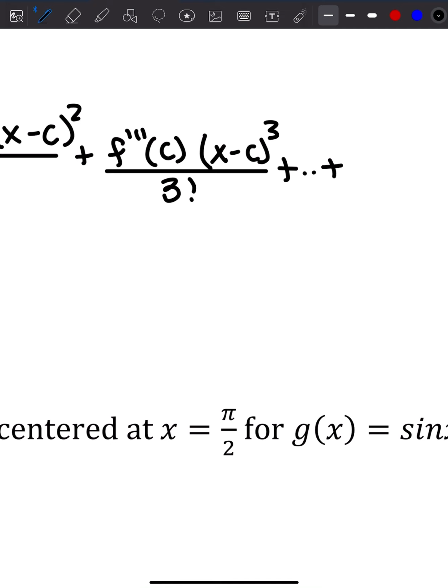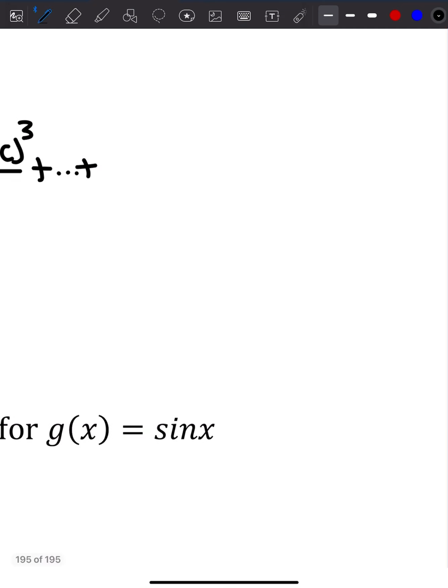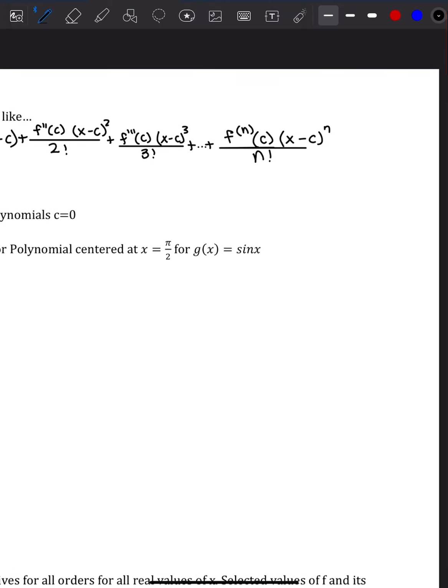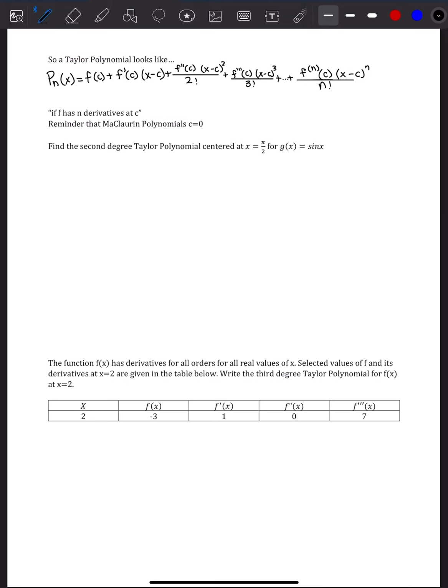And this is going to be true all the way up to our nth term. So the nth derivative of f evaluated at c divided by n factorial times x minus c to the nth power. So we're still going to be having those x minus our center to a power every time. The only difference now is we can zone in on what we want with those coefficients.